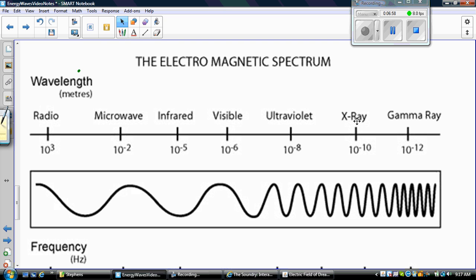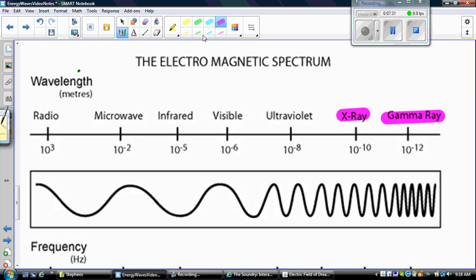Luckily, our atmosphere protects us from X-rays and gamma rays because they have the most energy and they can actually harm us. That energy from gamma rays can actually travel through our skin into our cells and damage the DNA in the nucleus of our cells. So we do not want to get exposed to these types of radiation. So that's why our atmosphere is so important. It blocks these waves from reaching us.